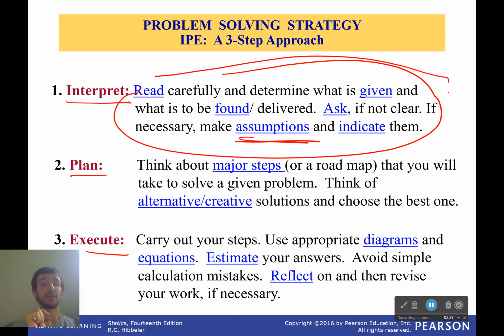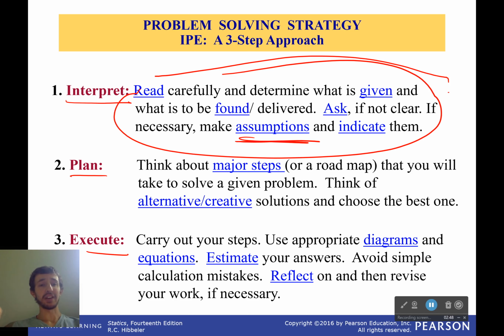And if you can't solve a problem, you just can't figure out how to solve it, make some simplifying assumption and then solve the problem. I'll take off points for a wrong assumption, but I'll give you points for solving the rest of the problem. Okay, plan. Think about your major steps. Figure out how you're going to solve this.